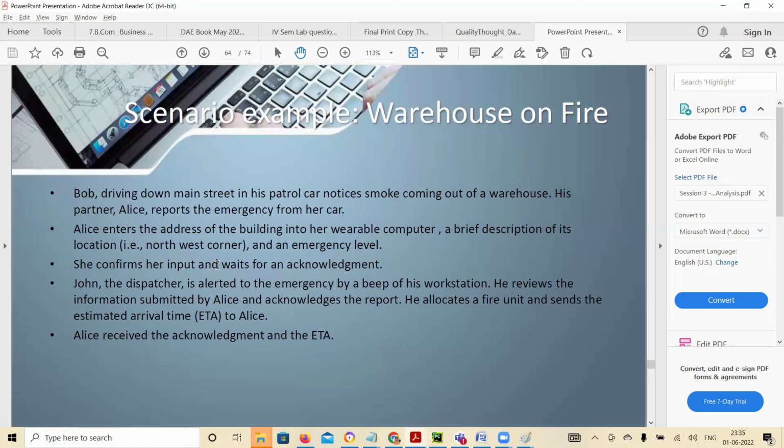When you see a fire, there's a protocol, right? You have to inform the head office or the control room. They will check if there's a real fire, and that's when they would send the firefighters to fight the fire, right? So this is an example of a scenario. This does not talk about all the possible scenarios of reporting a fire.